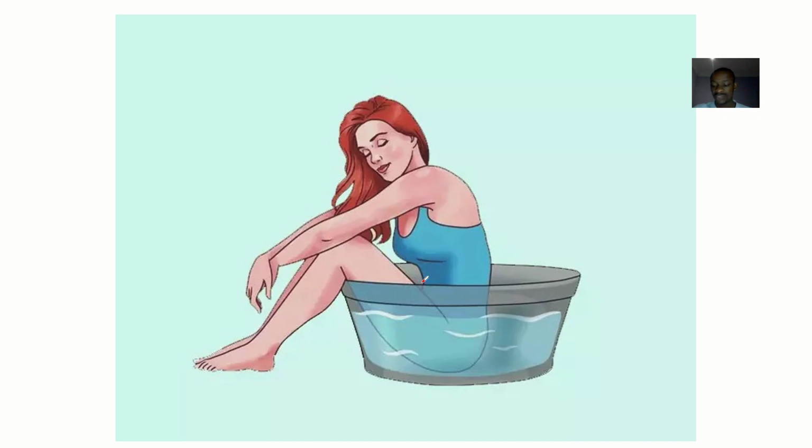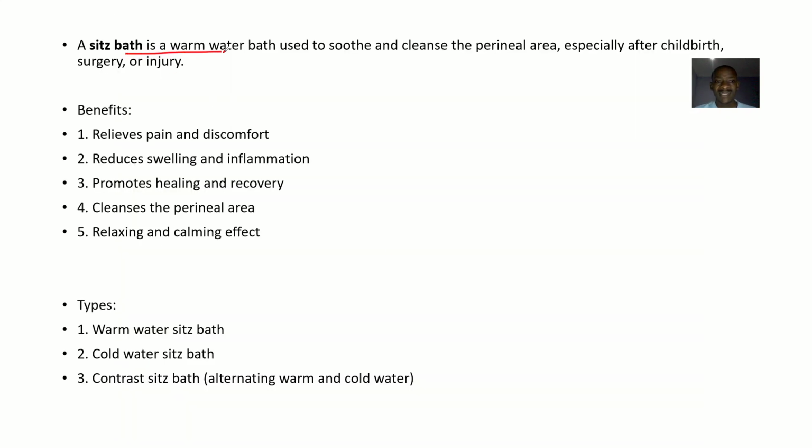So you guys have seen all these pictures. Sitz bath is a warm water bath, and this is used to soothe and cleanse the perineal area, especially after childbirth, surgery, or injury. I'm adding that it can be used to treat things like anal fissures, hemorrhoids, or generally any problem in the perineal area. So what are the benefits? It will help to relieve the pain and discomfort. It will reduce swelling and inflammation. It will promote healing and recovery. It will cleanse the perineal area. It will relax and calm the effect.